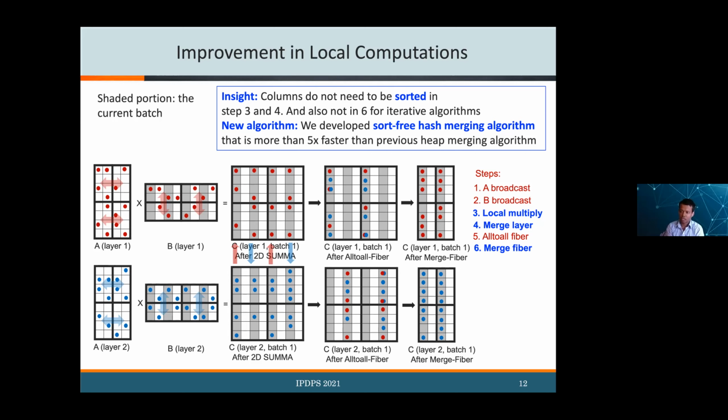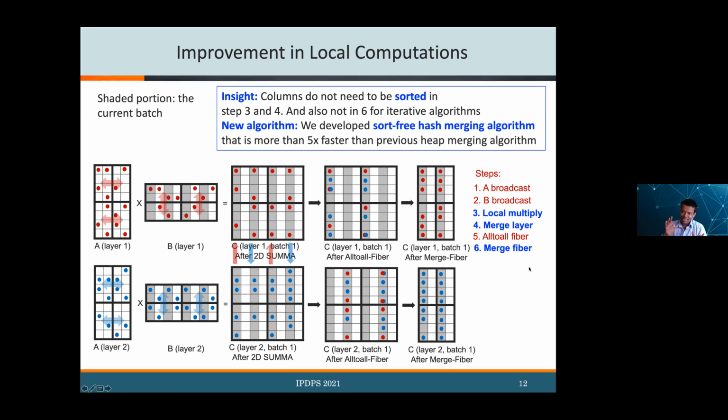And there is a good data structure for this, which is the hash table. If we multiply or merge matrices using a hash table, then we don't have to keep matrices sorted, and it can save a lot of computational time. In many cases, we have seen that by using a new hash-based merging algorithm, our computation is about 5x faster than previous heap-based merging algorithms. So those are 3 contributions of the paper.